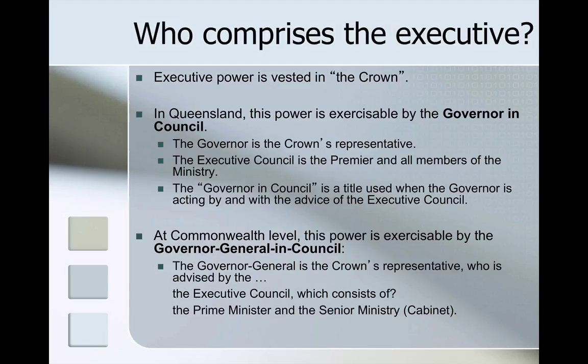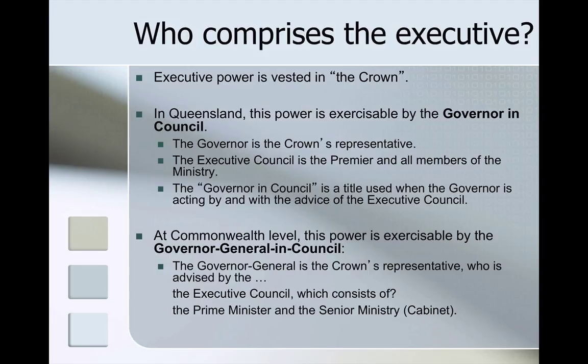Rather, this power has been granted to be exercised by others. Now, in Queensland, executive power is exercisable by the Governor-in-Council. So the Governor is the Crown's representative, the Executive Council is the Premier and all the members of the Ministry, and the Governor-in-Council is a title used when the Governor is acting by and with the advice of the Executive Council, that is, with the advice of the Premier and the Cabinet.